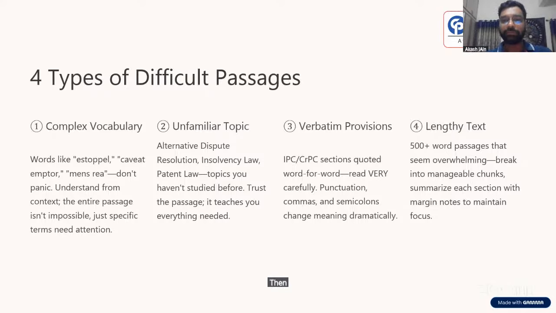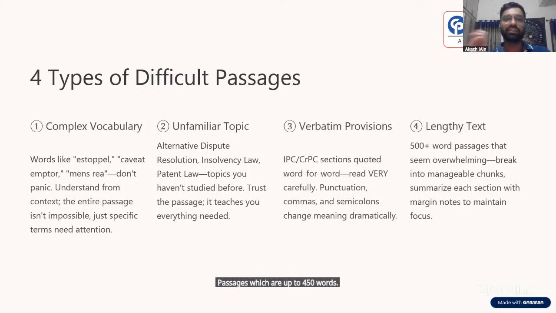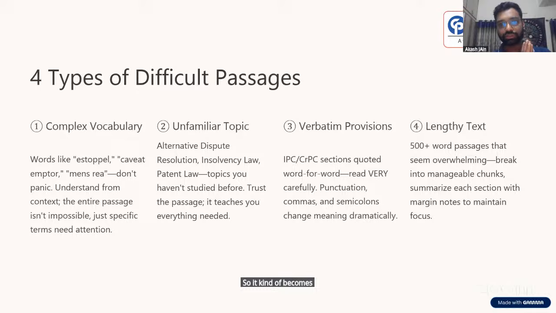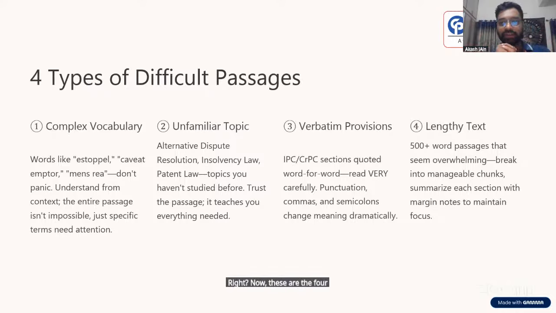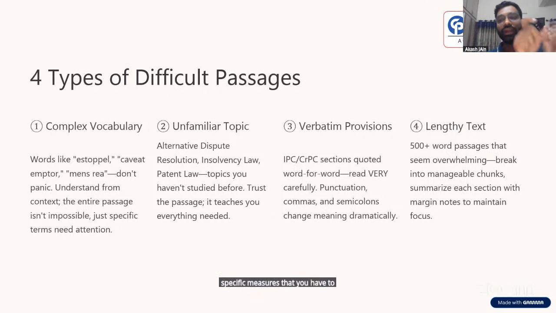Then the fourth type of passages which may seem difficult for some students are passages which are lengthy, passages which are up to 450 words. These types of passages in the last few years were very few, but the reason why they seem difficult is because they become overwhelming for the students. You have to remember a lot of information while reading that passage, and that's why a lot of you find it difficult to deal with, right? Now, these are the 4 different types of passages which students have generally found difficult, and I'll suggest specific measures that you have to apply while dealing with such passages.